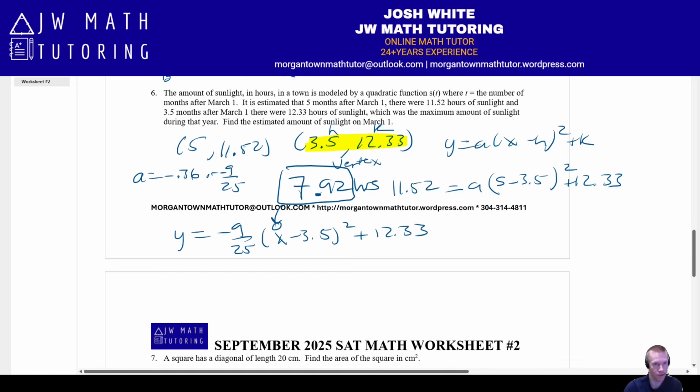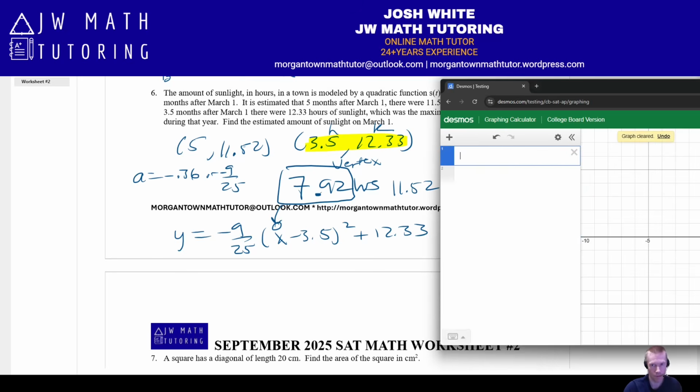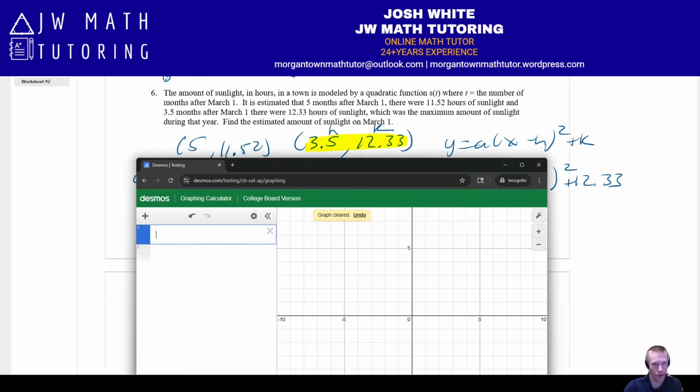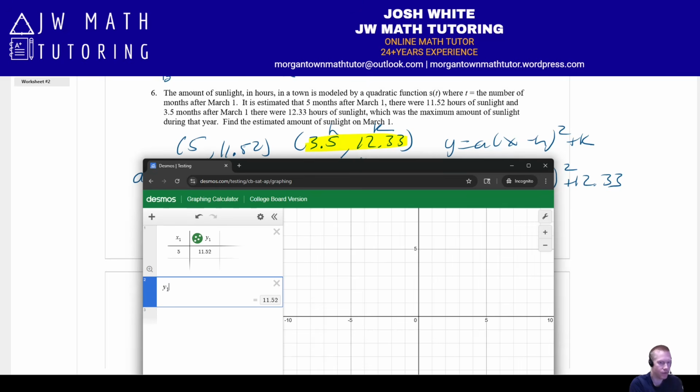That's how you can solve this problem. Now, let's show you how you could do the entire thing in Desmos. What I would do is, first I would add a table, and in my table I'm going to put in the (5, 11.52) point. You don't need the vertex point in the table. I mean, you can add it if you want, but it's not going to change anything.